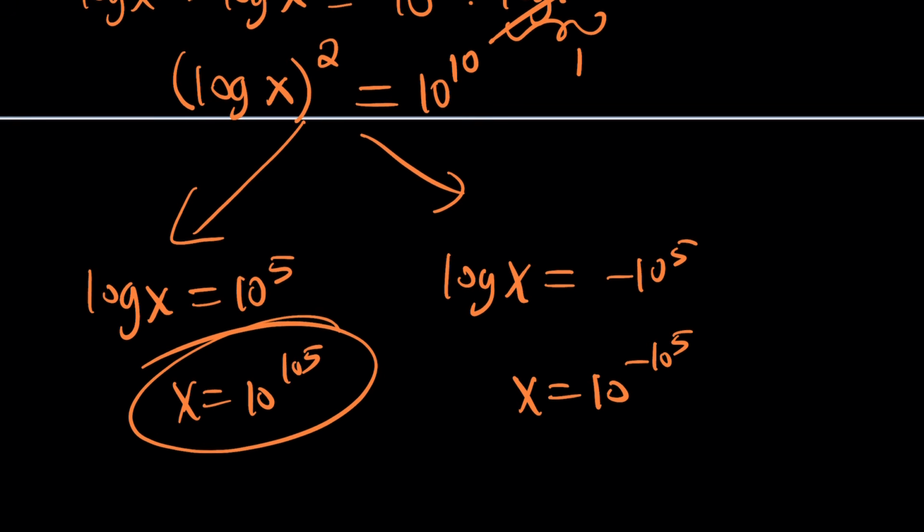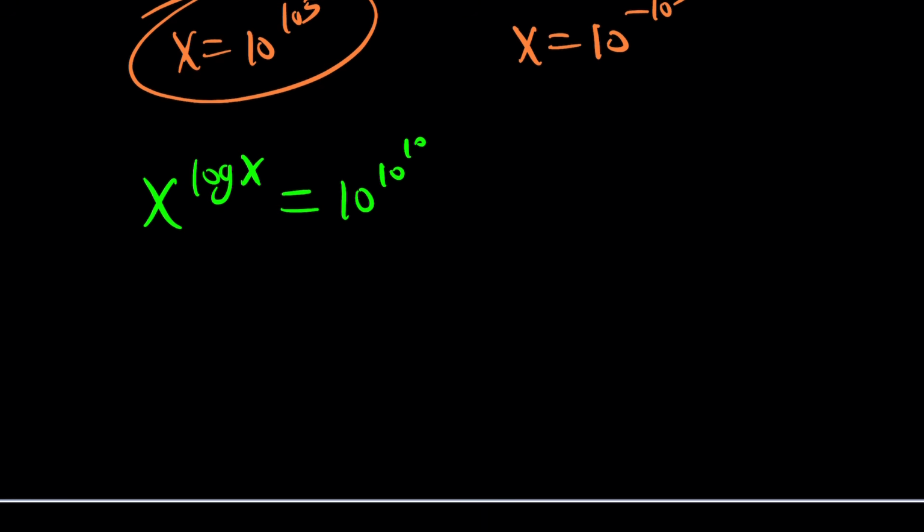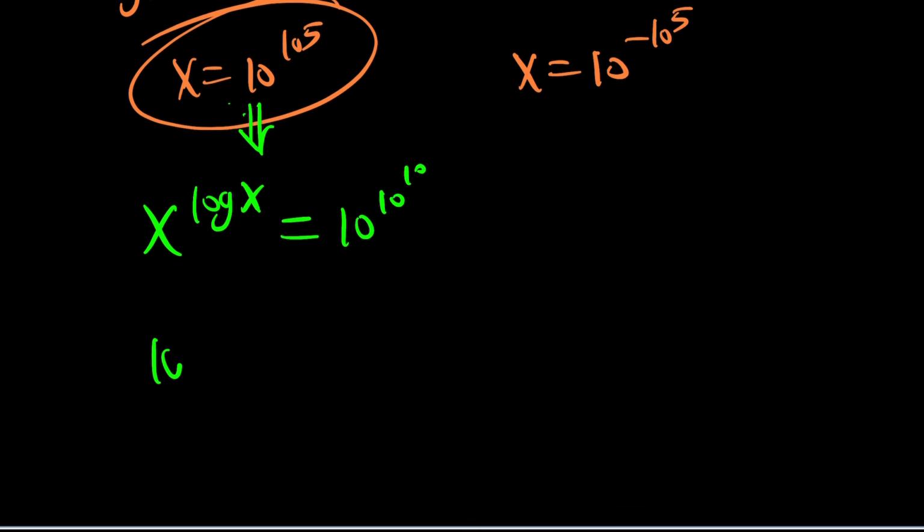Let's go ahead and take one of these and actually check it out with the original problem to make sure that we're not making any mistakes. But it's probably very unlikely that we would make the same mistake twice, right? But let's still check it out. Is it true for this x value, and of course the other one hopefully is going to satisfy, that we get the following result? So 10 to the power 10 to the power 5, to the power log 10 to the power 10 to the power 5. Does that really give us 10 to the power 10 to the power 10?